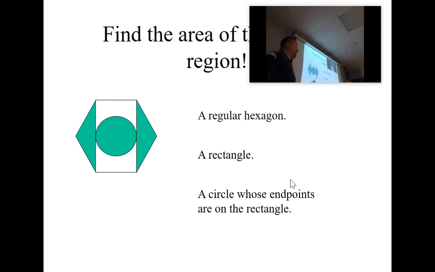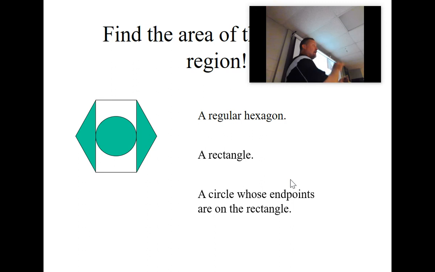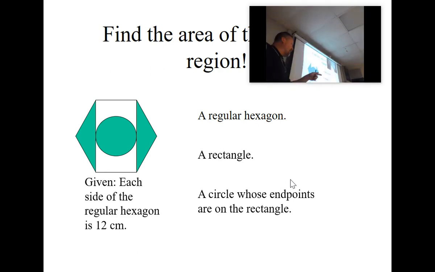Okay, so what are we going to do here? It's going to be hexagon minus rectangle plus circle. Okay, so this is what I have for a worksheet for you next. I'm only going to give you one piece of information. All right, so now this one maybe write down.